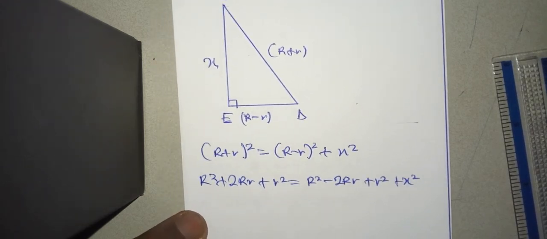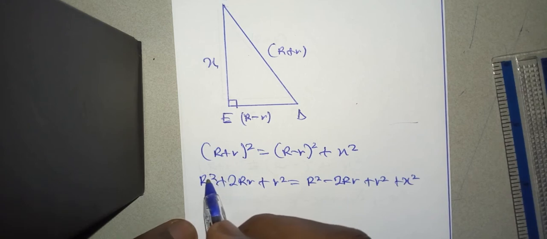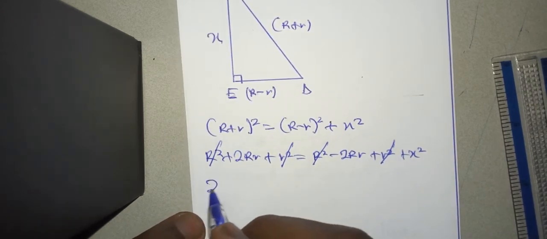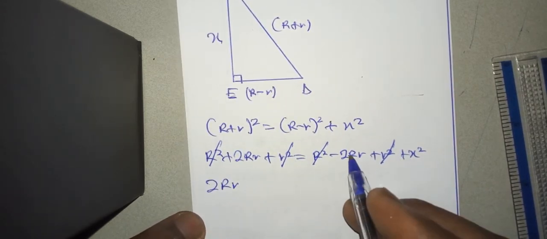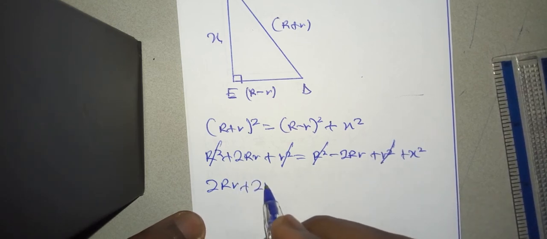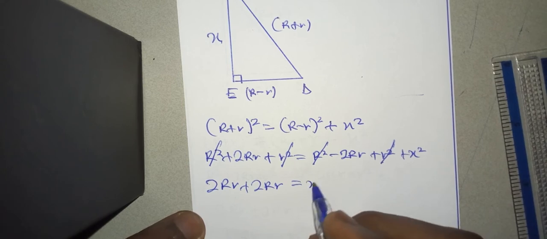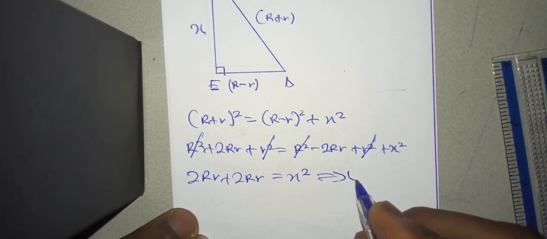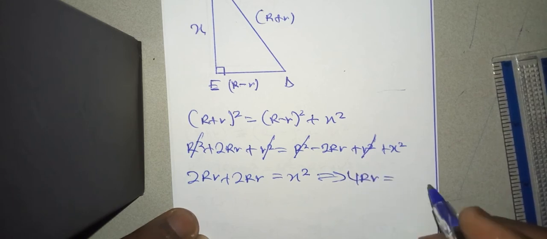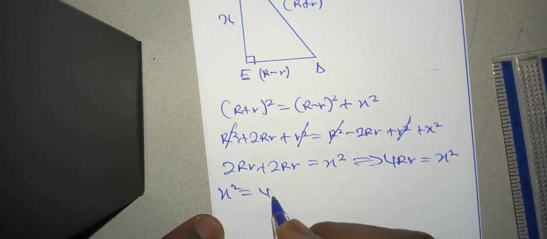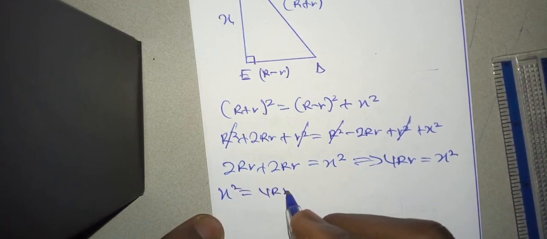All right, let's group like terms. When we group like terms, you agree with me that this will cancel that, and then this will delete that, so that we have this 2 capital R small r. This is the negative version of this. When it crosses the equal to sign, it becomes positive. So plus 2 capital R small r equals finally s squared. Okay, so that this will give us 4 capital R small r equals s squared. Now let's rewrite them. So s squared equals 4 capital R small r.